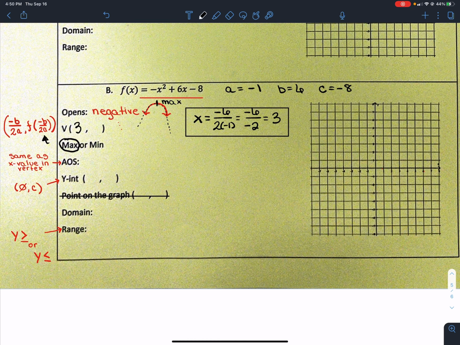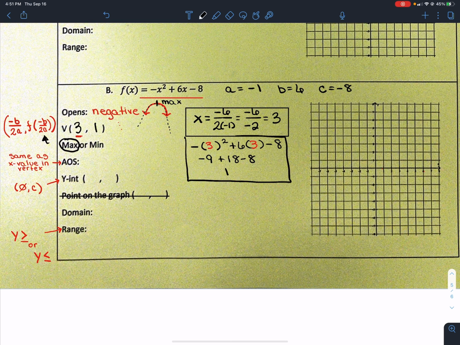Now we have to substitute that x value back into the original equation so that we can find the y value. So we're going to have negative x squared plus 6 times x minus 8. We're going to plug in this 3, substitute the 3 in. 3 squared is 9 times negative 9 plus 18 minus 8. And that simplifies to positive 1. So the y value of our vertex is positive 1.